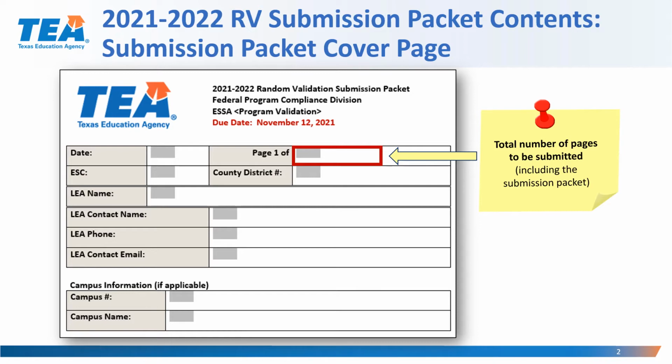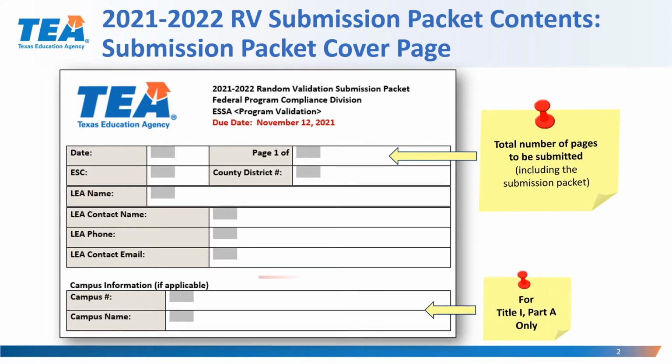So if the cover page is page 1 of the submission packet, the checklist is page 2, and the documentation goes up to page 25, then the number to be included here is page 25. So it would read page 1 of 25.